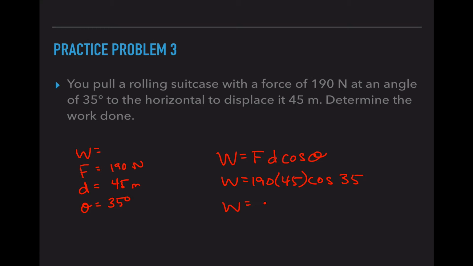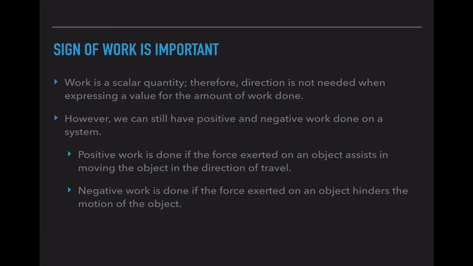So you do need to make sure that your calculator is in degrees in order to do sine and cosine. If you go to radians, it's going to skew our answers. When you simply multiply this through, your final answer for the work done is 7,003.7 joules. Now, sign of work is important. Work is a scalar quantity, therefore direction is not needed when we express the value of work being done. But sign, in this case, does not mean direction. It means, are we adding work to the system, or are we removing work from the system?